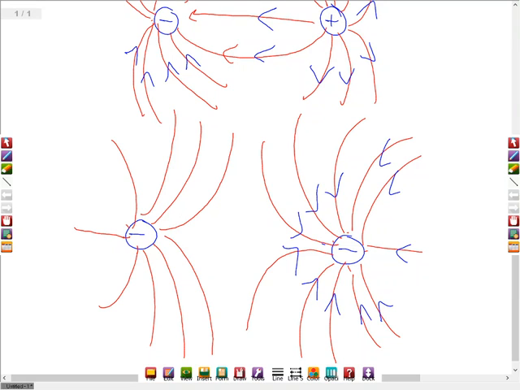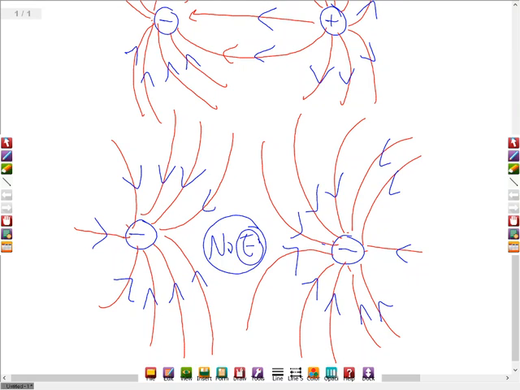If you don't put your R's, you're wrong. You have to understand, right? It's kind of counterintuitive. This area, no electric field. E is the electric field.